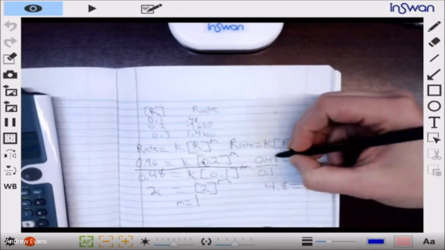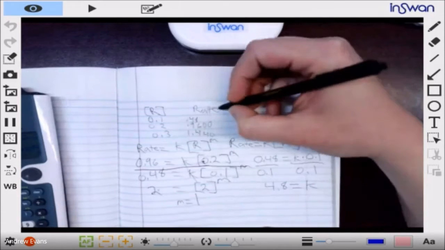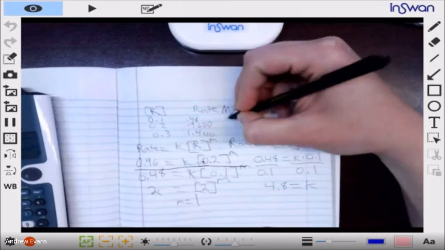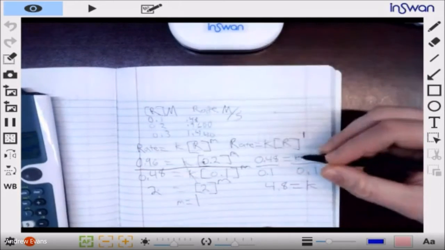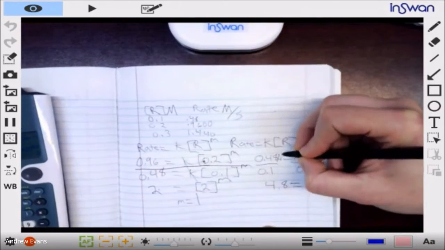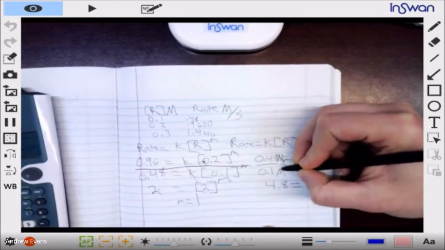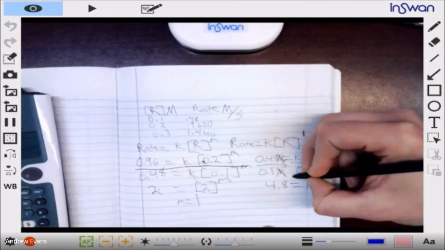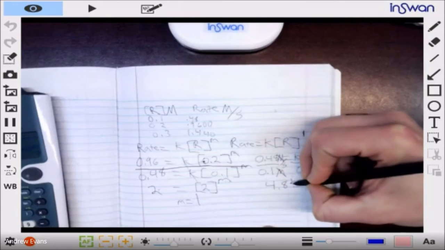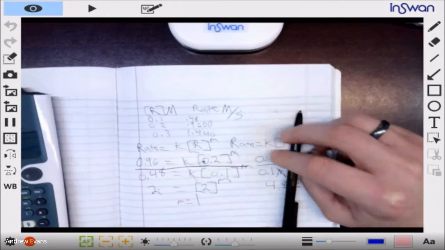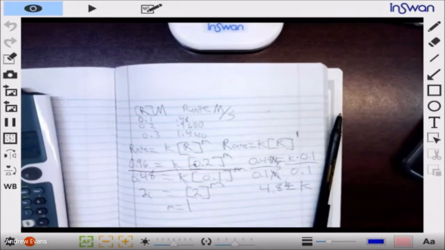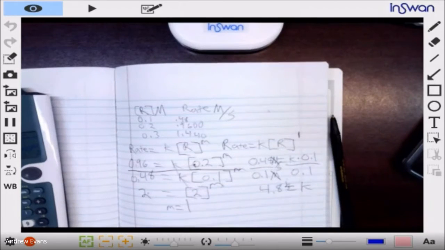Now the units of this are going to depend on the units of these. That's molarity per second, that's molarity. So if I took molarity per second and divided by molarity, molarity and molarity cancel out, leaving only 1 over seconds. So the answer to number 5 is 4.8, 1 over seconds.